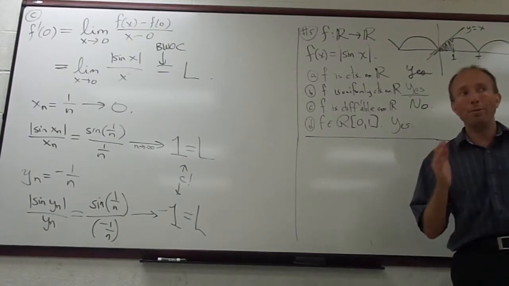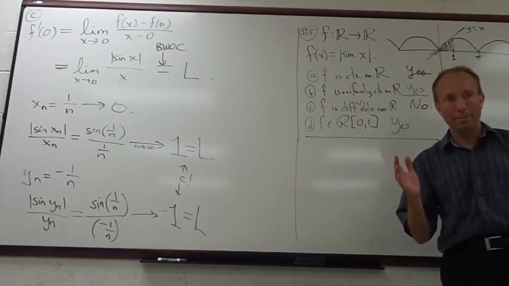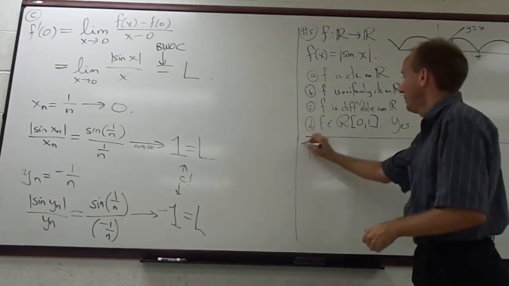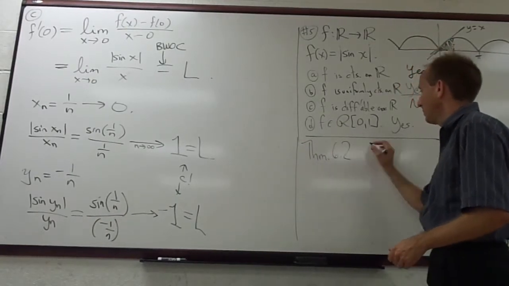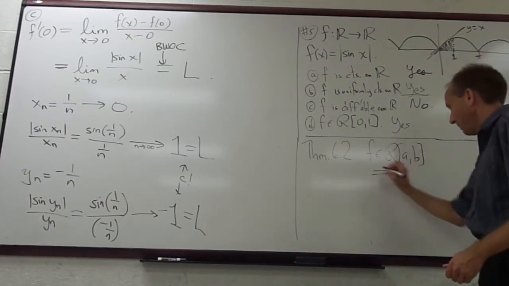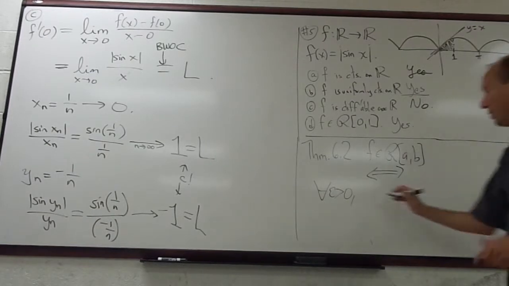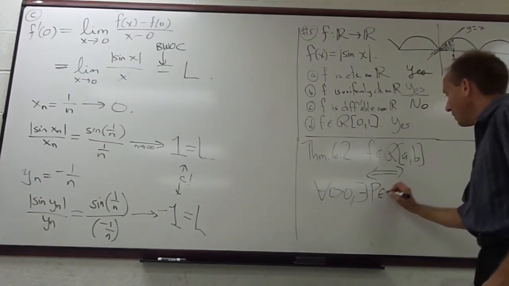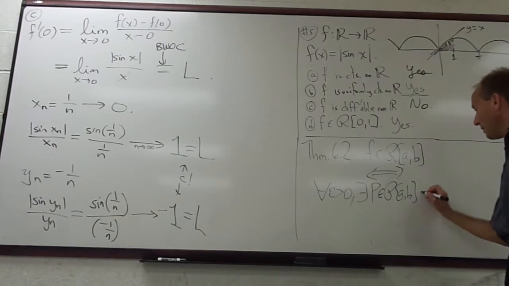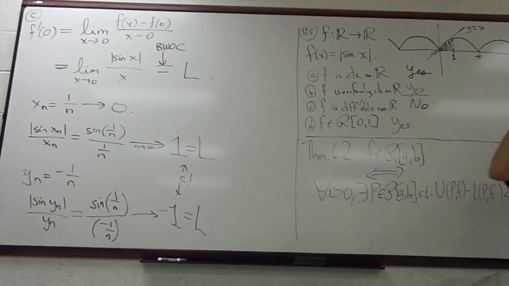Anybody want to try me? For all epsilon greater than 0, there exists a partition belonging to the partition space such that U(P, f) minus L(P, f) is less than epsilon. That's it. It's theorem 6.2, right? So for all epsilon greater than 0, there exists a partition in the partitions of the interval [a, b] such that U(P, f) minus L(P, f) is less than epsilon. That is the correct answer for how do you show that something is Riemann integrable.